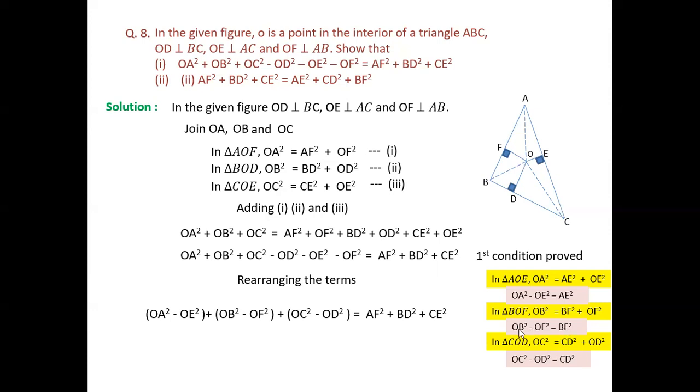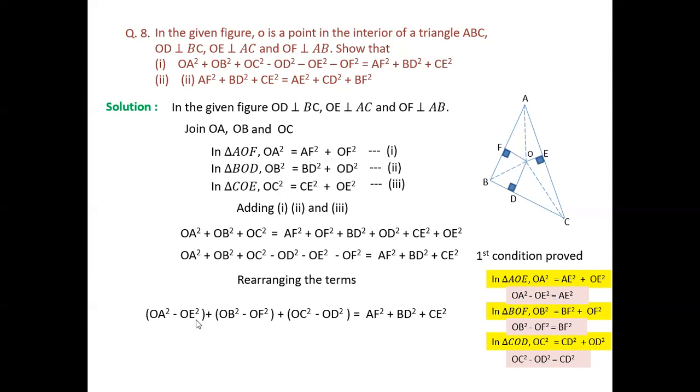BF, sorry. BF is OB minus OF. OB minus OF. Bring them together. And OC minus OD. Bring them together. So if you see this, OA square minus OE square. OA square minus OE square is AE square.